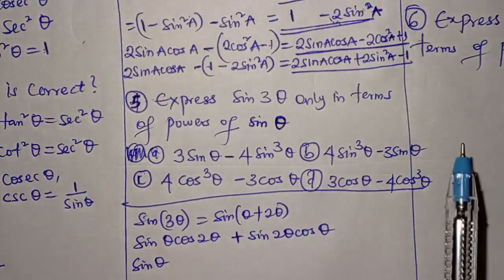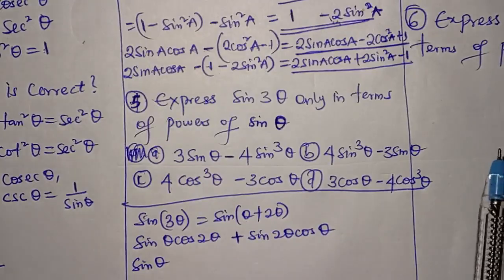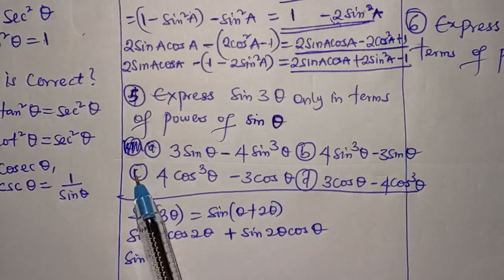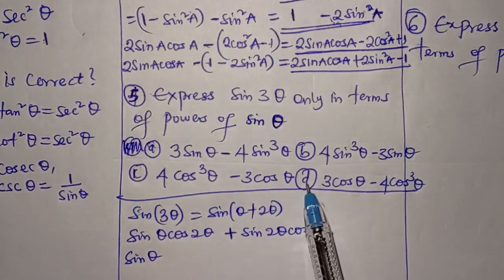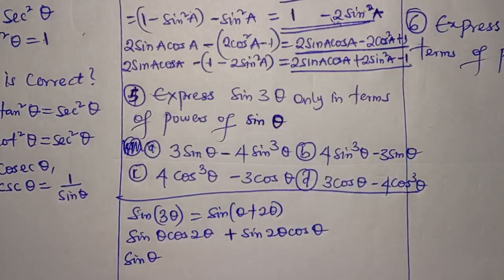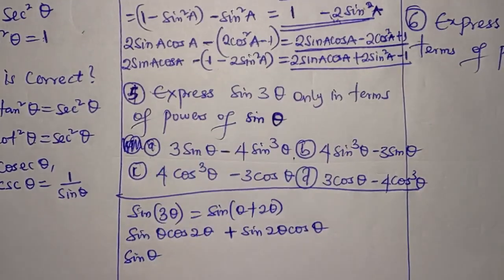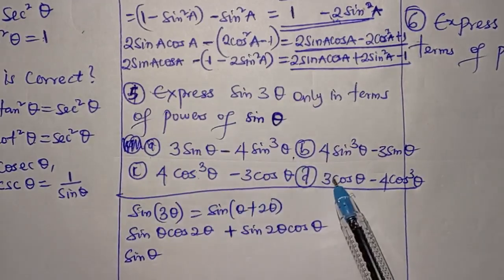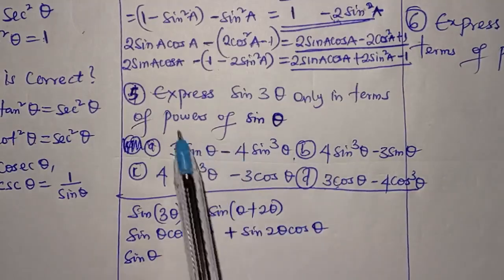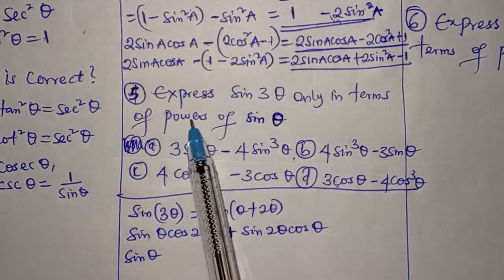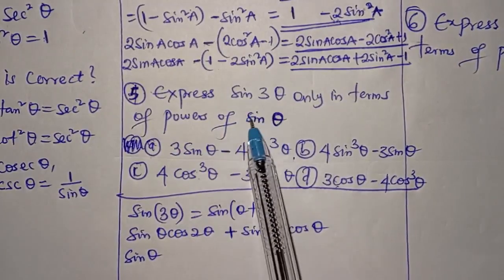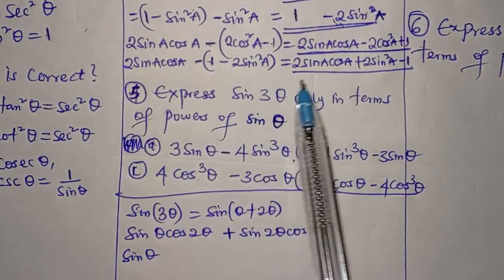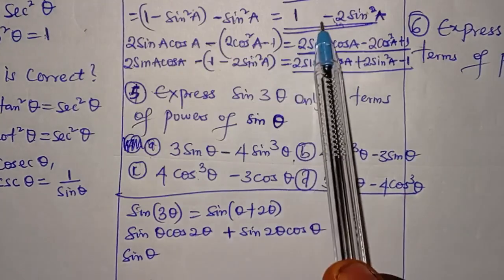That's the point. So without even solving, I am going to tell you that option C and option D are wrong because the solution contains cosine, whereas the question asks for powers of sine only. So A or B is the answer, while C and D are wrong because they contain cosine. So because sine 3 theta will now contain sine terms only, I am going to make use of this expression that contains only sine.